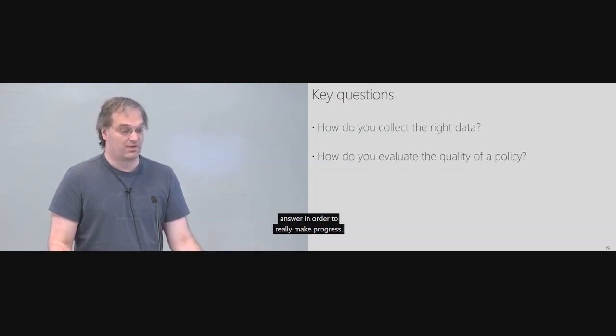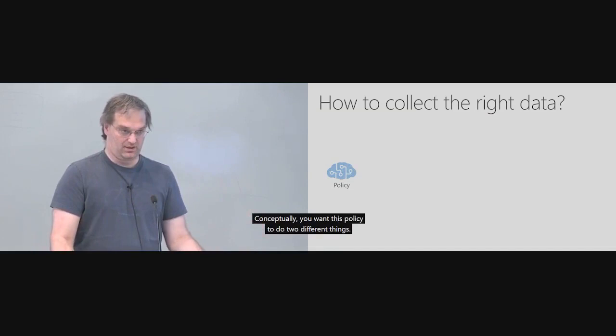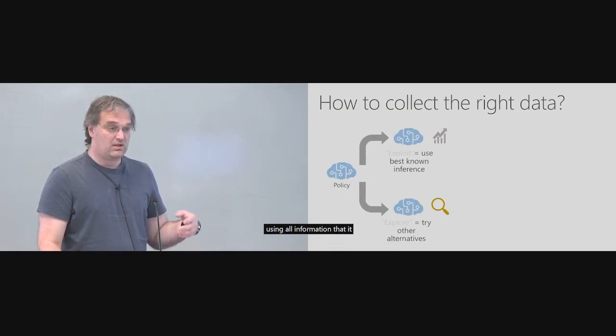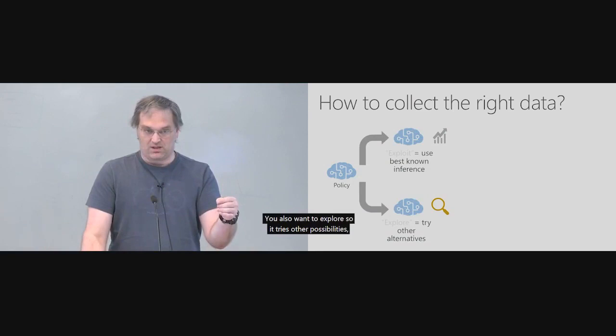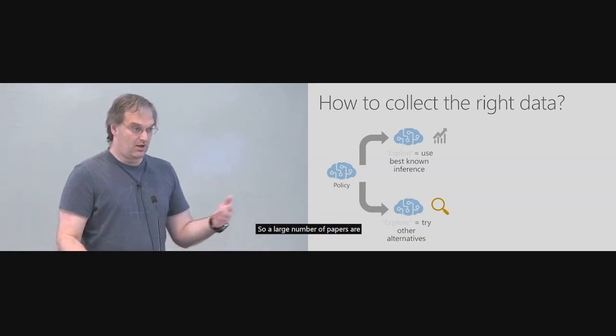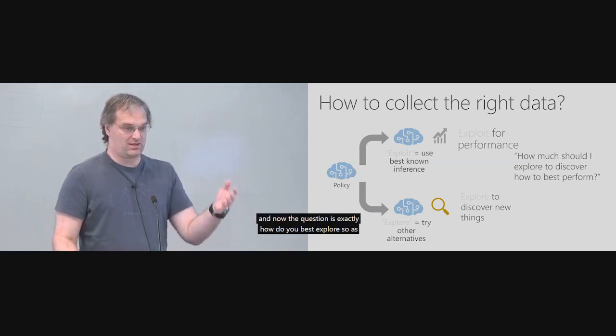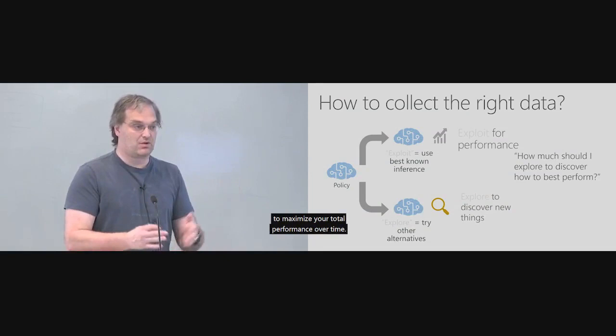So for collecting the right data, you're going to have a policy. That policy is going to take actions in the world. And conceptually, you want this policy to do two different things. You want it to exploit, using all the information that it has so far to get the best performance that it can achieve. You also want to explore, so it tries other possibilities and discovers the information necessary in order to exploit better in the future. So a large number of papers are about this explore-exploit trade-off, right? So you're exploiting for performance, you're exploring to discover new things, and now the question is exactly how do you best explore so as to maximize your total performance over time.